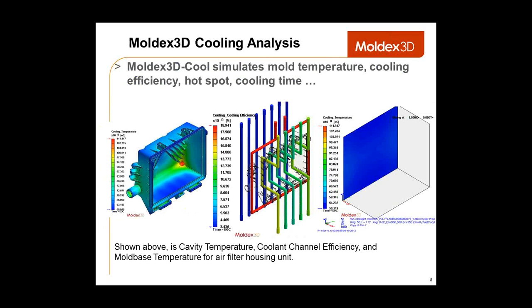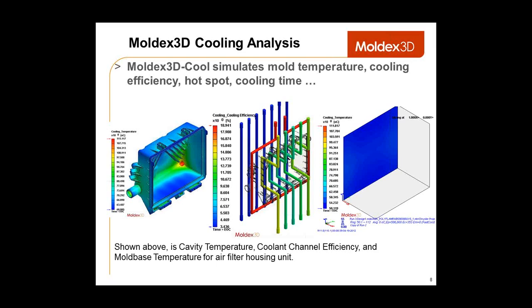Here's a little bit about cooling analysis. This simulates mold temperature, cooling efficiencies, hot spots, and cooling time. Below we see 3 pictures. Each of these pictures is of the same model. The first one shows the cooling temperature inside the cavity. This is the temperature the cavity has reached at the end of cooling. This can be used to find hot spots within your plastic.